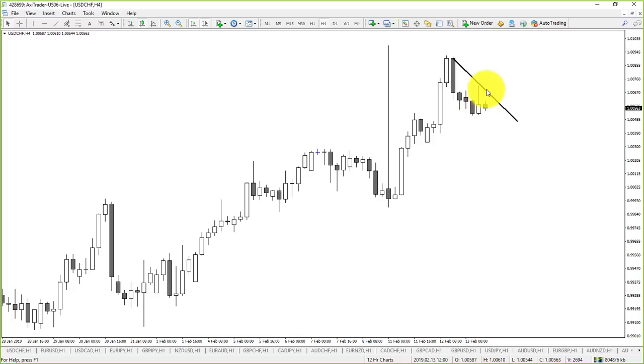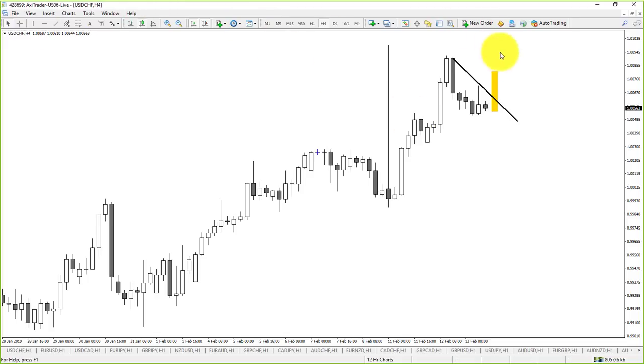Another way is just wait for the break and then put the buy stop above the break. Let's say we get a really big giant bullish candle right here. You just wait for the break of that. So we get this big candle like that, you put your buy stop above that, right? That's another way to do it. Those are probably my favorite.